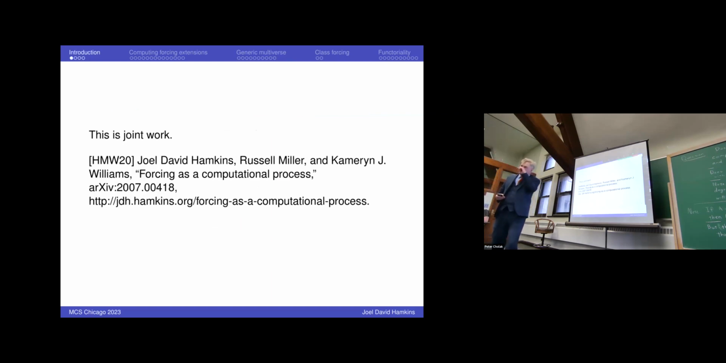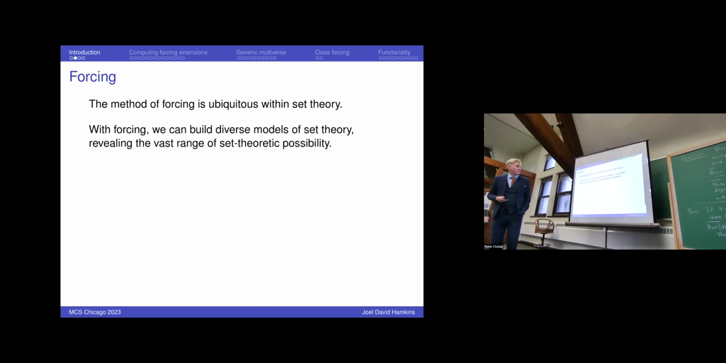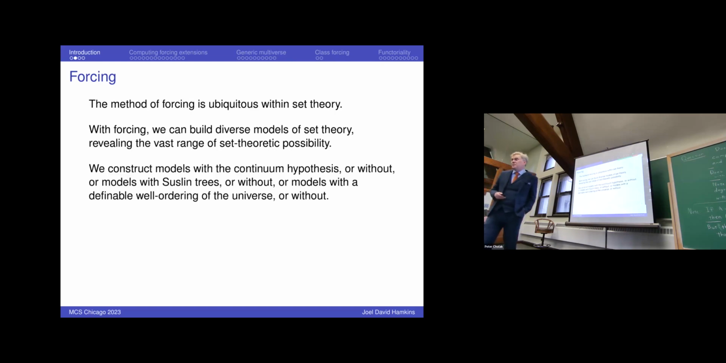Okay, there we go. This is joint work with Russell Miller and Cameron Williams, and our paper is on the arXiv with the title Forcing as a Computational Process. The method of forcing is ubiquitous within set theory; we use it all over the place. We build diverse models of set theory, revealing this vast realm of set-theoretic possibility. Of course, we can make models of set theory with the continuum hypothesis or without, or with Suslin trees or without, with definable well orderings or without, and so on, all achieved by forcing.